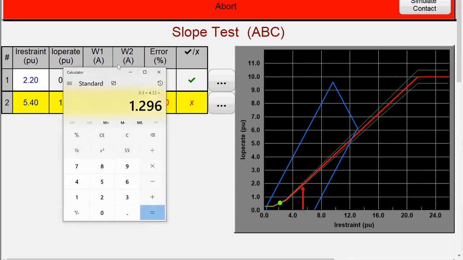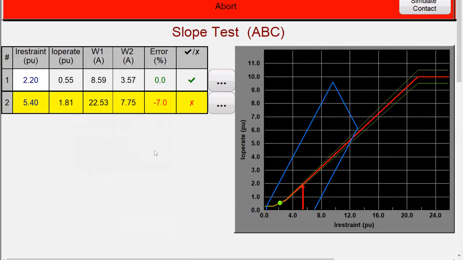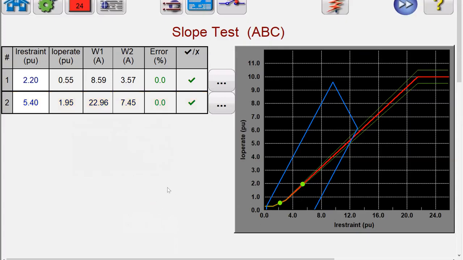So if I calculate this ratio here of my operate with respect to my restraint for slope 1, it's going to tell me that it tripped right at 25% of my slope, which is correct. Similarly, we are validating now the slope 2, which is around 50%. And slope 2 calculations will be different when compared to the slope 1. So the relay tripped on both of these points, which means we just validated the slope 1 and slope 2. You can have multiple points selected on these, and all those points will be listed in this table.